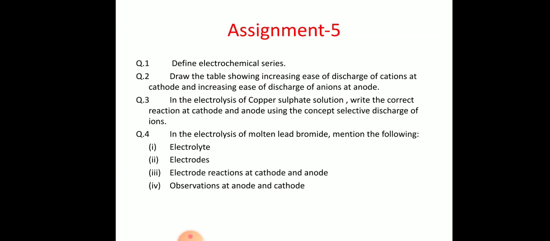And question number 4: in the electrolysis of molten lead bromide, mention the following. What is the electrolyte used, what are the electrodes used, electrode reactions at the cathode and anode, and observations at the anode and cathode. Complete it and send it in my mail.